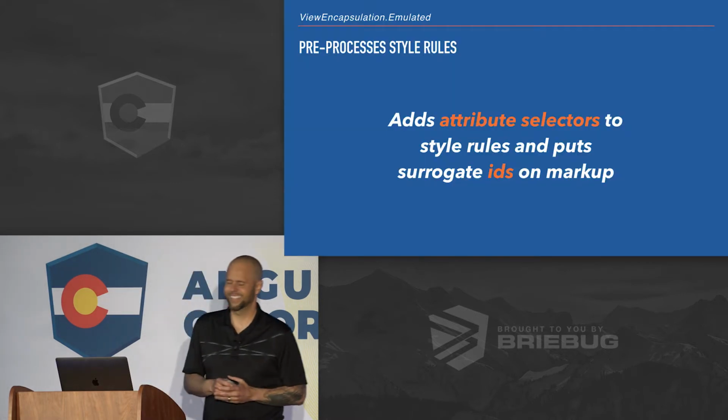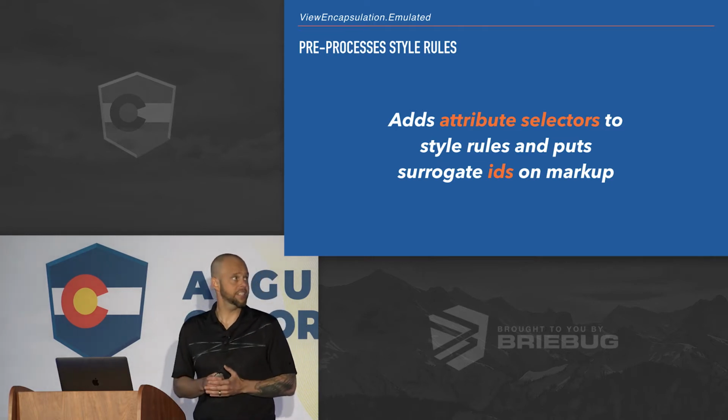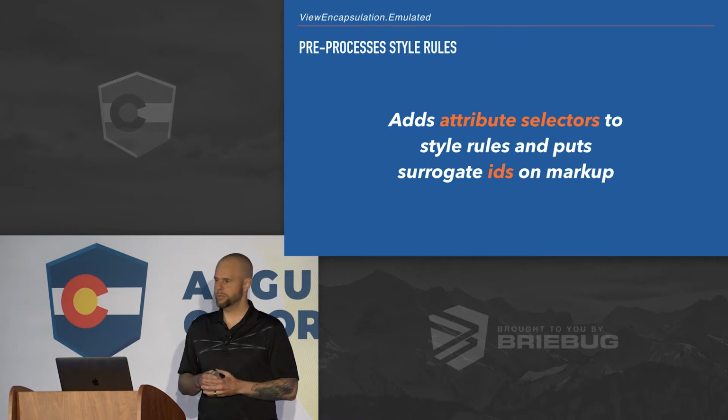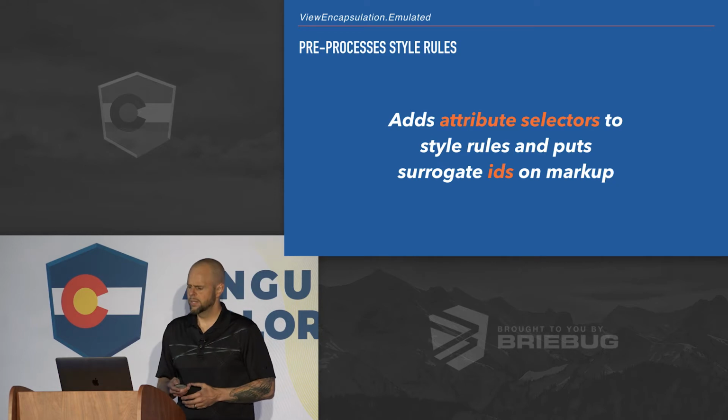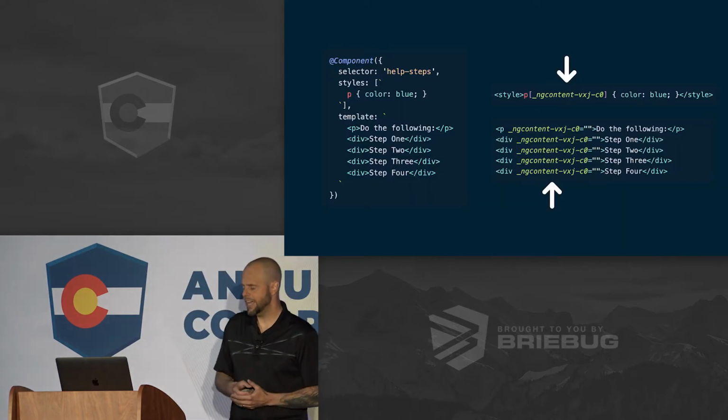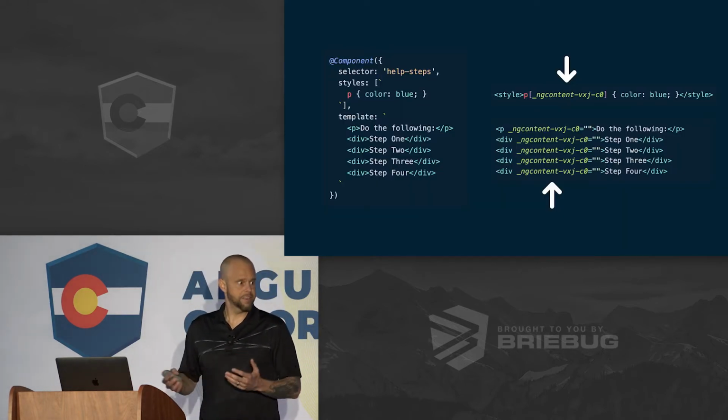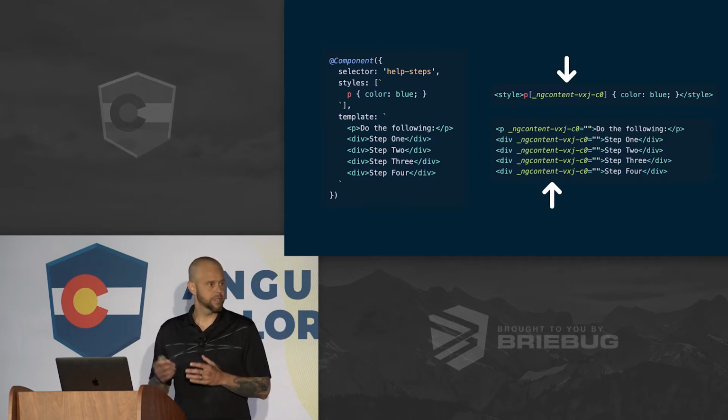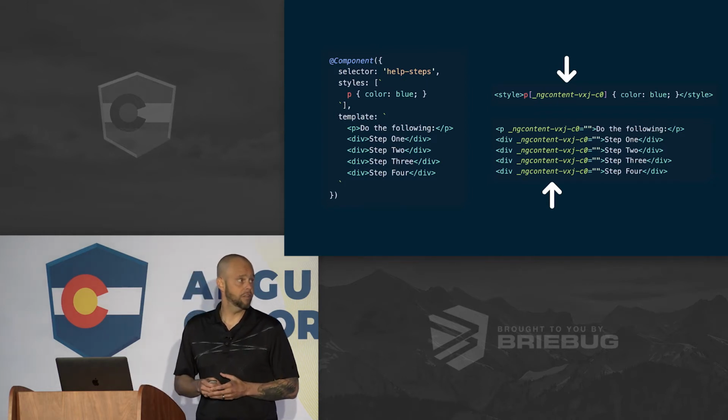All right, so how does it do this? Well, it does this by pre-processing style rules. It's going to add an attribute selector to all of the style rules that we write, and then it's going to generate these surrogate IDs and put those on the HTML elements within our template. So when we have our component over here on the left, Angular will render that and generate that output on the right, and it's going to add these surrogate IDs onto the style rule and onto all of the nested elements within our component template.